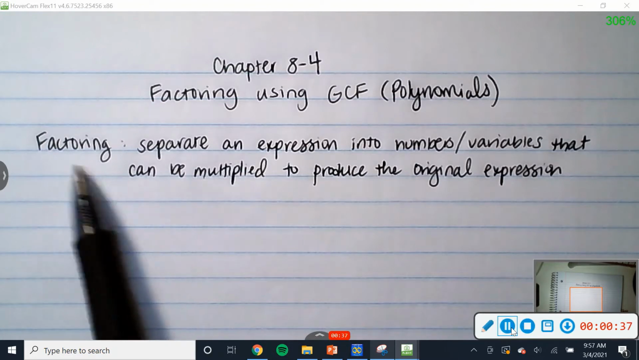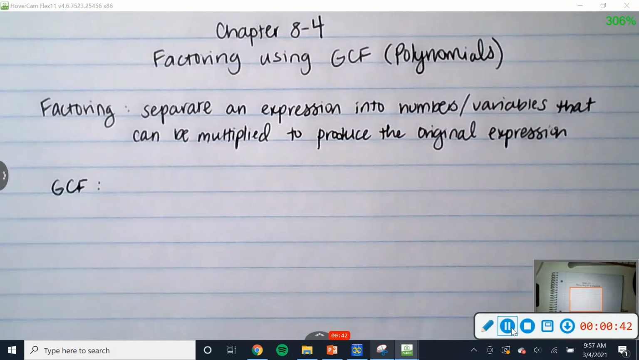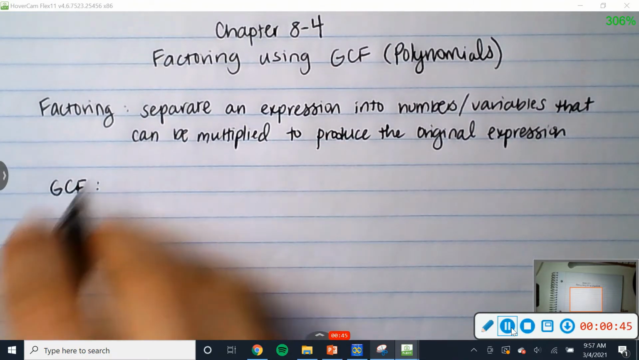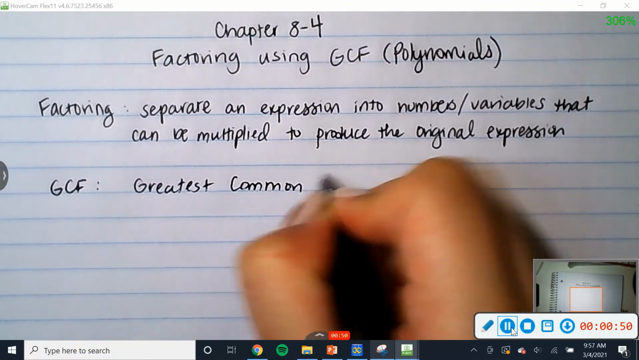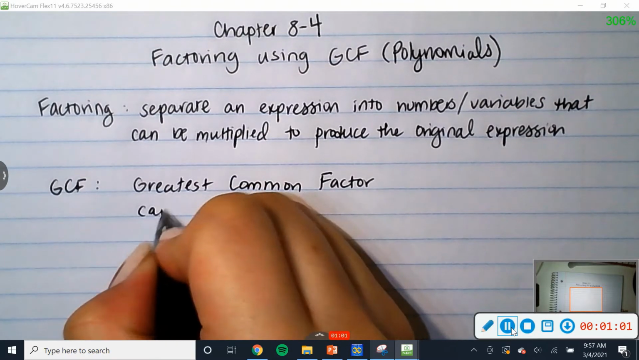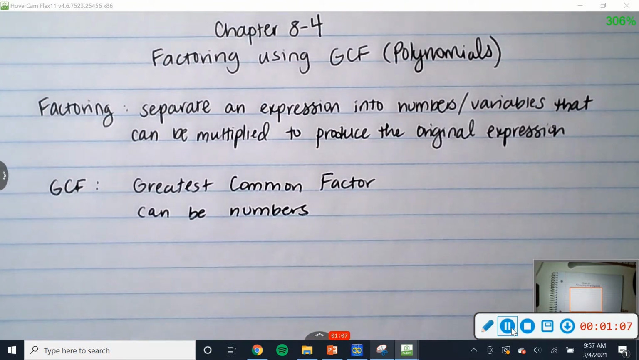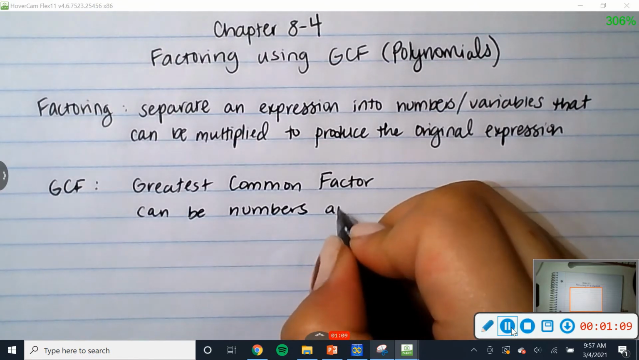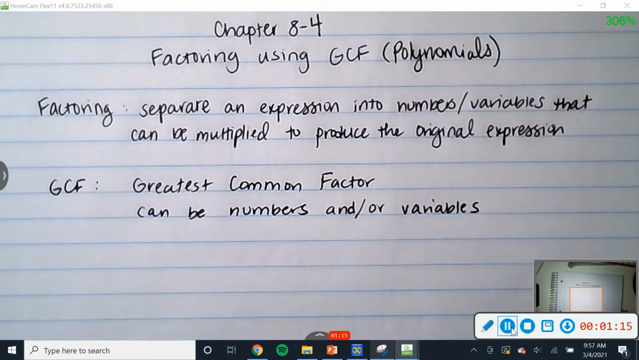One way that we can factor is using GCF. You might have seen GCF previously in another class. Remember, this stands for greatest common factor. This is one of the ways that we will factor our polynomials. The greatest common factor you've probably seen before has to do with numbers. However, we're also going to be factoring variables today as well. So it can be numbers and/or variables when we talk about GCF.